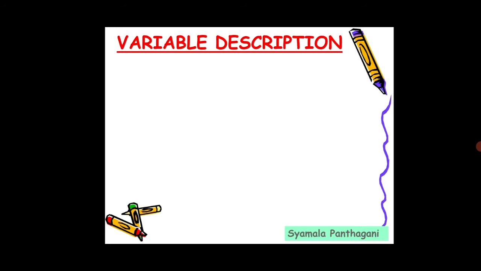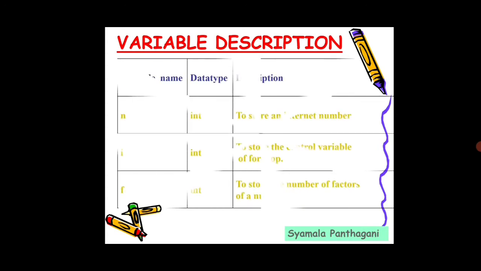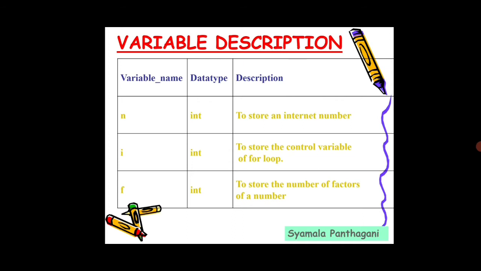Variable description. Put the heading variable description. And for this variable description, you just draw the lines with a pen only. Don't use pencil. You have to draw 3 columns and the rows are needed for the variables. The first column is variable name, the second column is data type, and the third column is description. In this program, I am using only 3 variables.